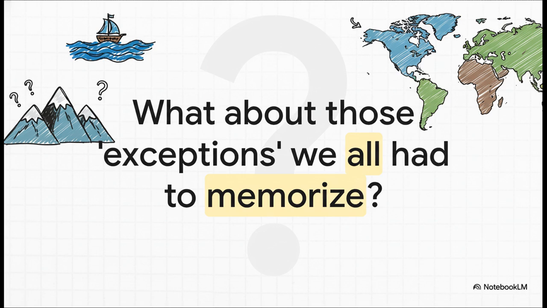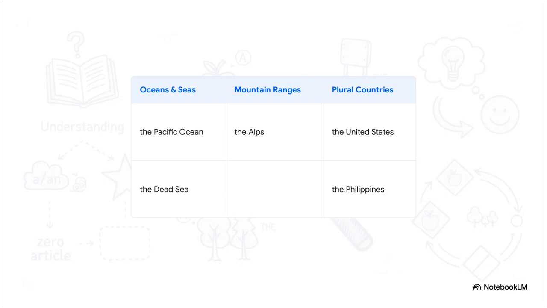Well, are they really special rules? Let's see. Here they are, the usual suspects. We're always told these are proper nouns that exceptionally need the. But let's stop memorizing and start thinking. Let's apply our blueprint and see what's actually going on here.